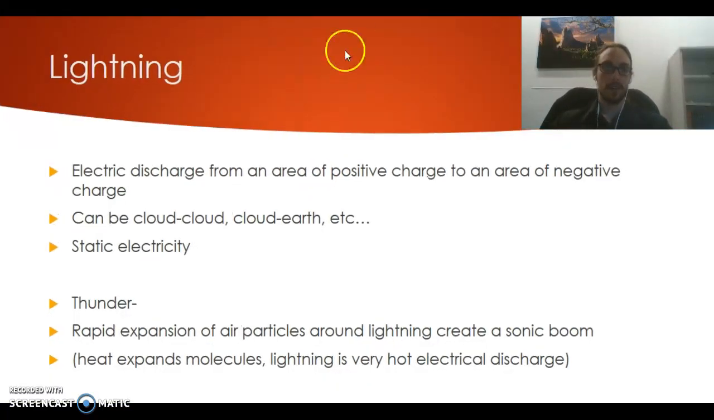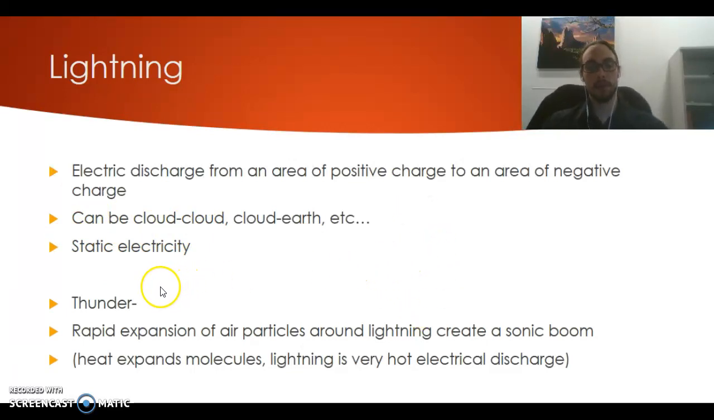Let's talk about lightning. This is a very dangerous phenomenon. Essentially, it's an electrical discharge from an area of positive charge to an area of negative charge. It can be from cloud to earth, cloud to building, that type of thing. It's generally static electricity due to friction, and I'll show you a little diagram of that.